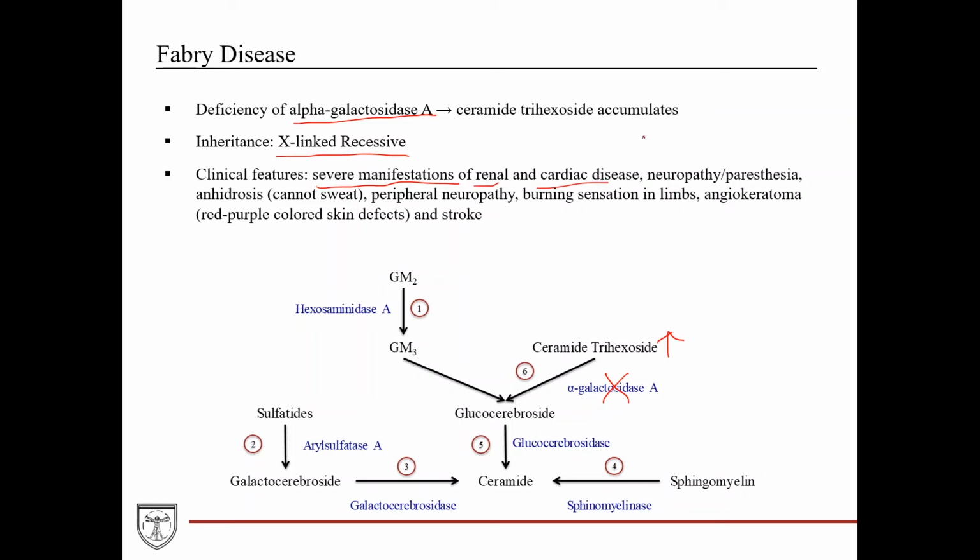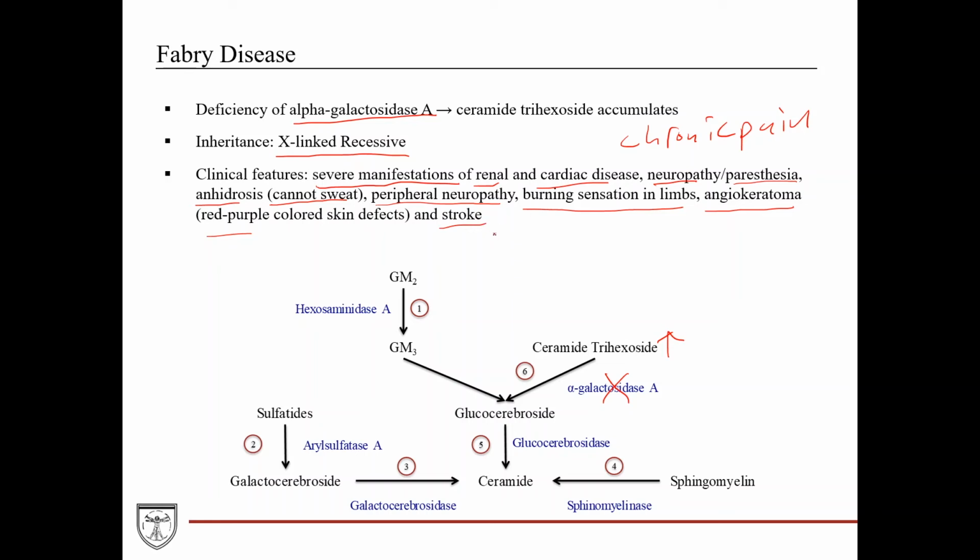So you see a big sign of this is actually chronic pain. And so they'll have neuropathy, paresthesias. They have anhidrosis, which is deinnervation of the sweat glands, so they cannot sweat. Peripheral neuropathy, which again, chronic pain. They have burning sensation in the legs, and again, contributing to their chronic pain. And then they have these skin lesions called angiokeratomas, which are these red, purple colored skin defects. They're also at increased risk for developing strokes.